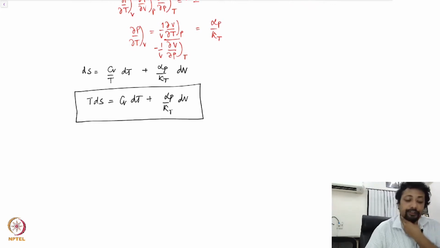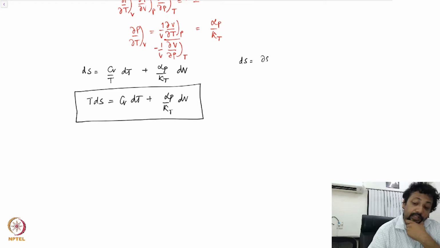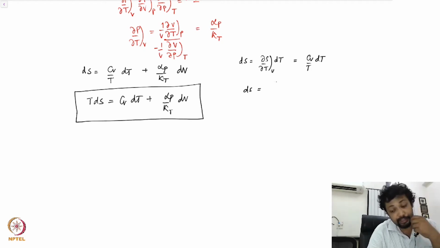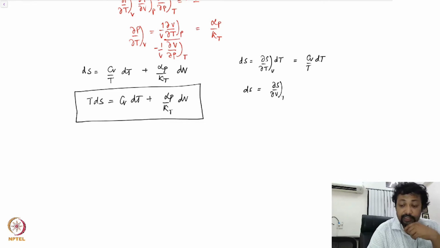Clearly, if I want to find out the change in entropy, if V is held constant but the temperature changes, then my change in entropy is del S del T volume constant, V being held constant, dT. Correct? And the temperature doubles, which is essentially Cv by T dT. If I hold the temperature fixed and the volume doubles, I want to find out the change in entropy. This is going to be del S del V temperature constant dV, which is alpha P over kappa T times dV. Right?